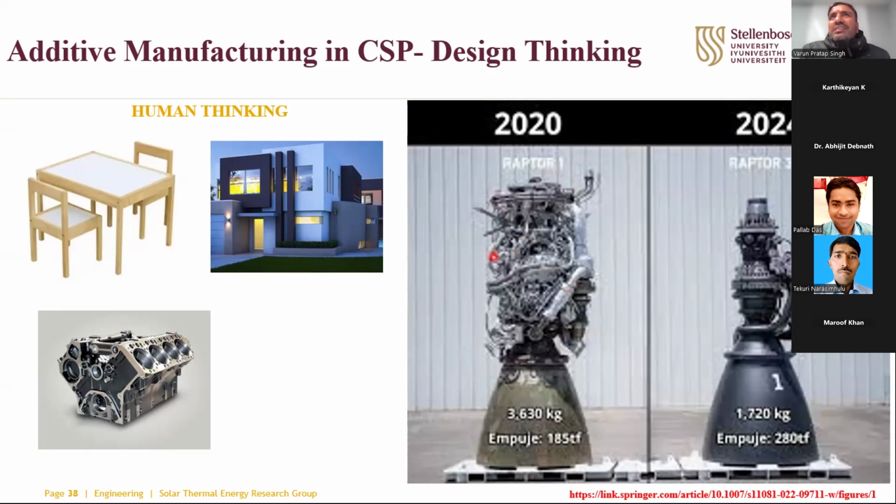And then suddenly they realized, don't follow this thing, go with nature design. I told you what it is. At the same time, you can see the initial engine in 2020 had a weight of 3,600 kg. Now they removed each and everything and made it as simple as they could, and it became 1,700 kg. The previous thrust was 185, and now it's 280. You can see there is a huge jump, and they put it on multiple scales.